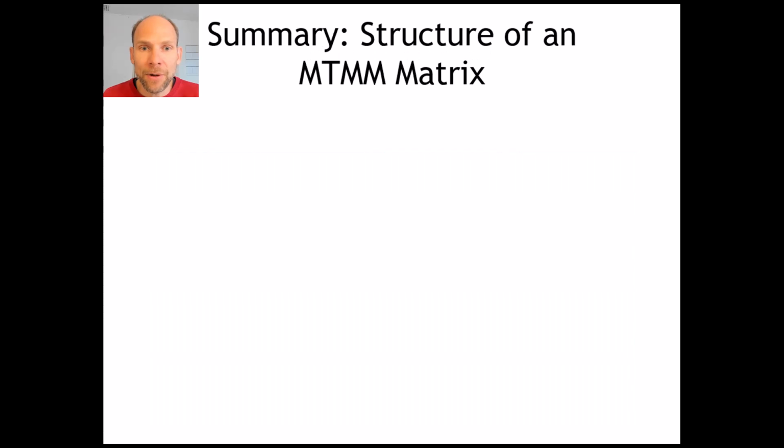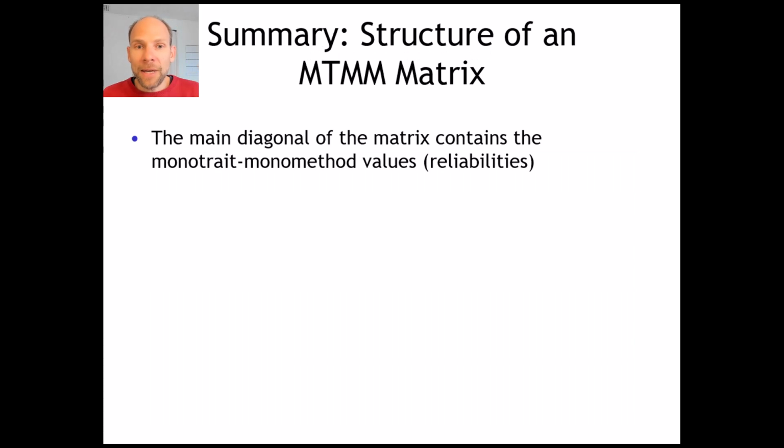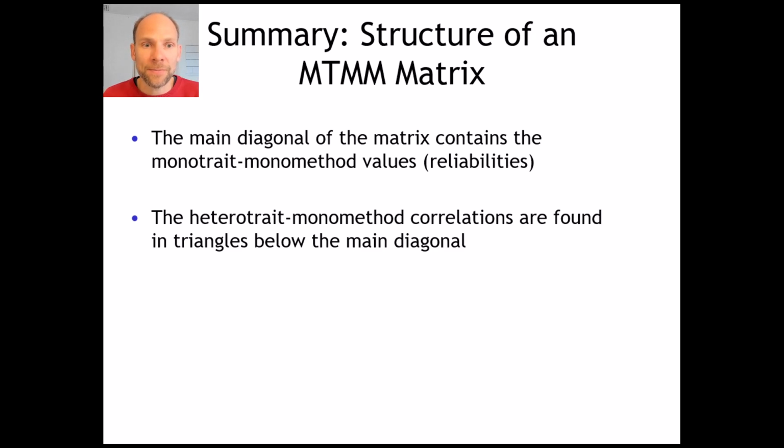So let me summarize. In the main diagonal of the MTMM matrix, we typically put the reliabilities. Those are the monotrait, monomethod values. Normally we would just have 1.0 there, and since that's boring, we replace this with the reliability. So that gives us a sense for how much measurement error there is in the scores and how high we can expect the correlations to be, given that measurement error attenuates the correlations.